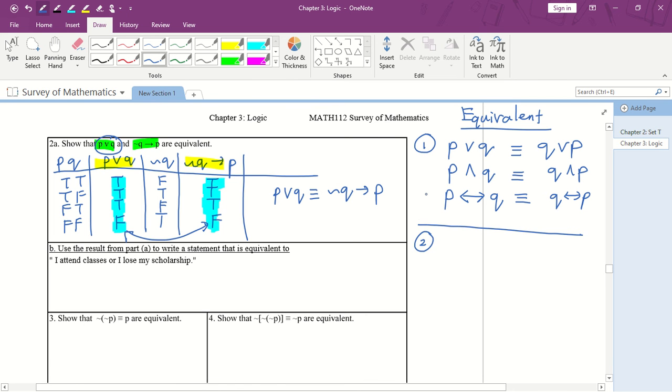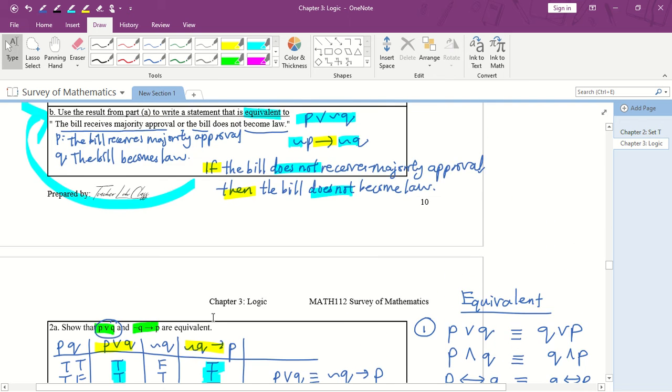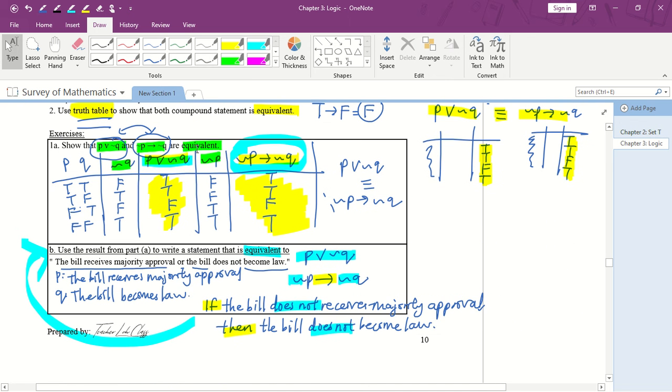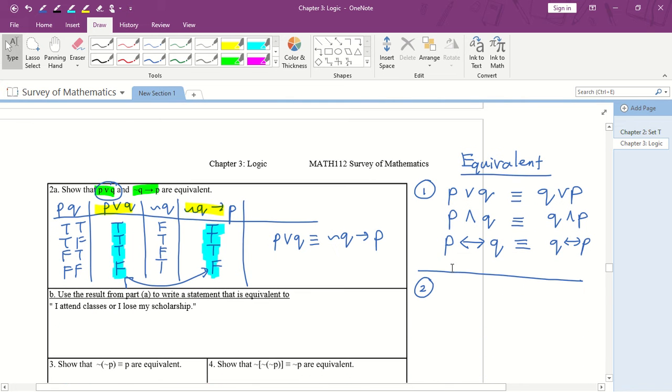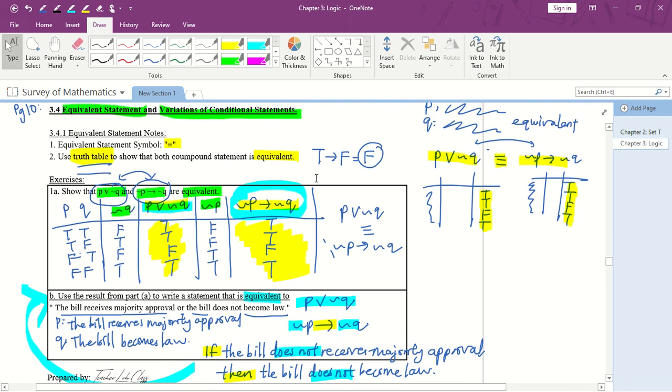Just now you realize that the two questions that we did are representing equivalence. So we can see that P or negation Q is equivalent to negation P implies negation Q. So let's write it down first here. P or negation Q is equivalent to negation P implies negation Q. This is what we got from here: negation P or negation Q is equivalent to negation P implies negation Q.